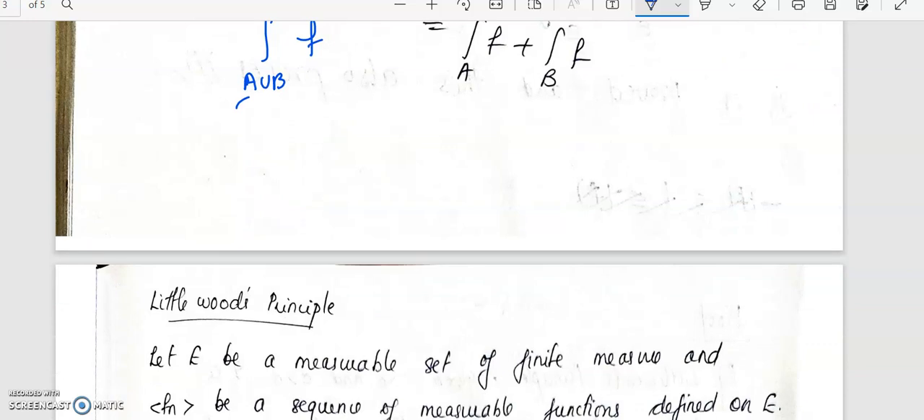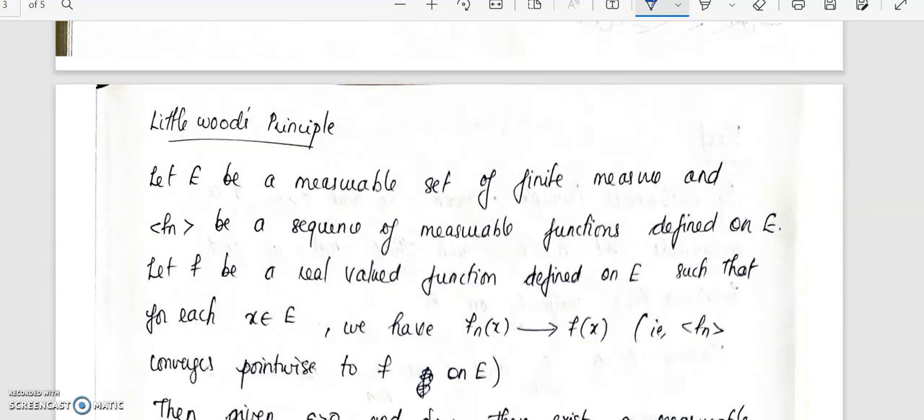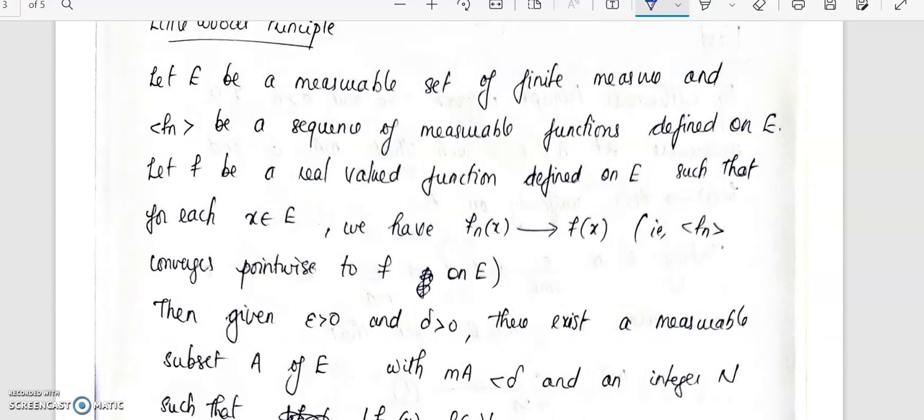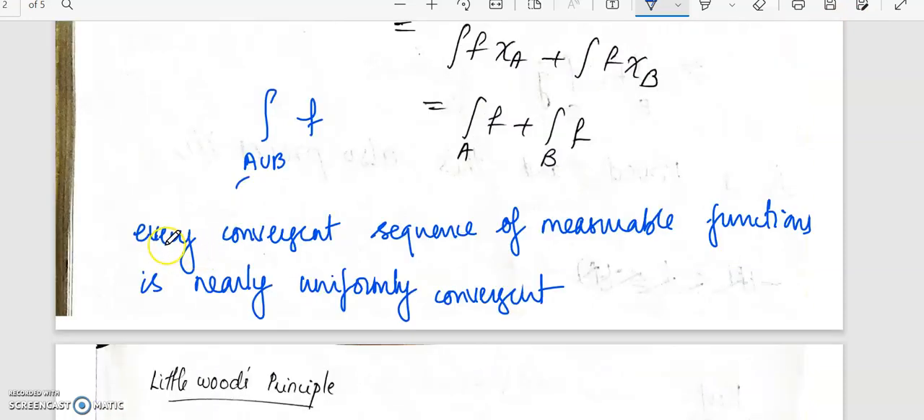Now let us look at one more principle. That is called Littlewood's principle. Now that talks about the convergence of a sequence of measurable functions. Littlewood's principle actually states that every convergent sequence of measurable functions is nearly uniformly convergent. So if you have a sequence of functions such that it has pointwise convergence, then we can actually show that it is nearly uniformly convergent.